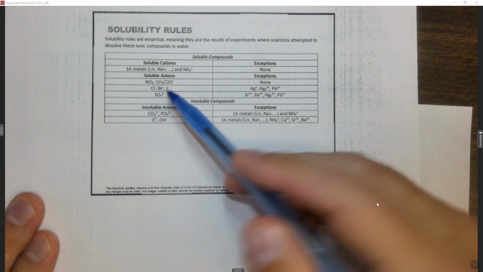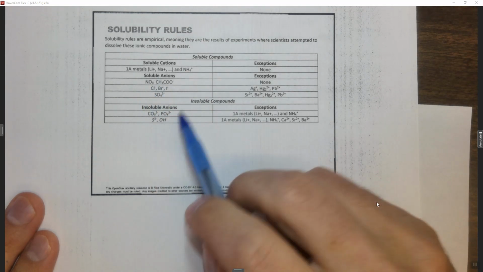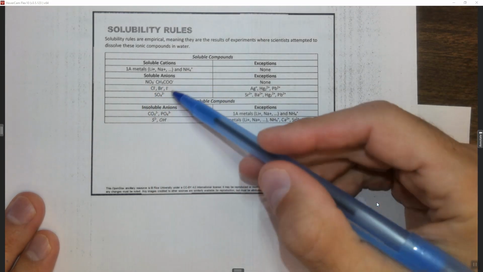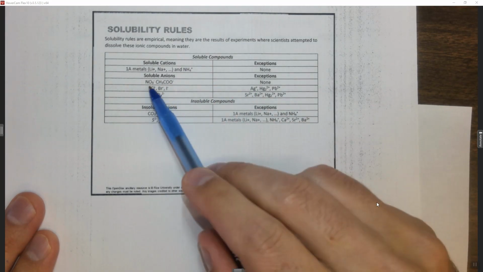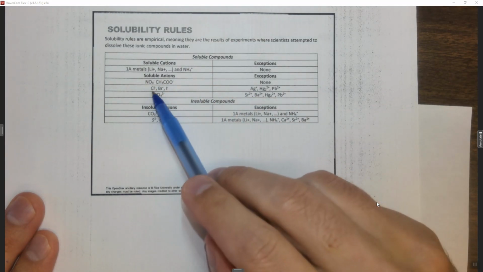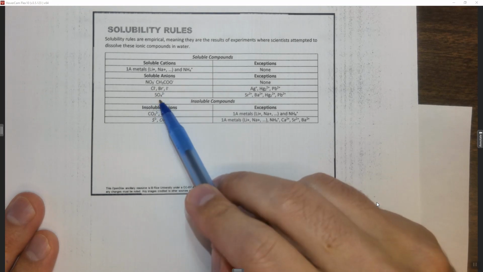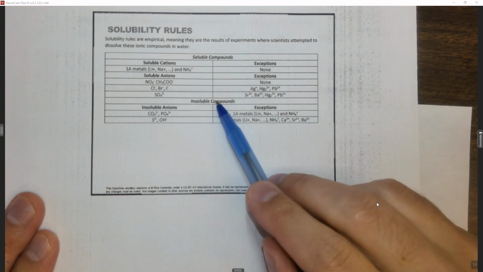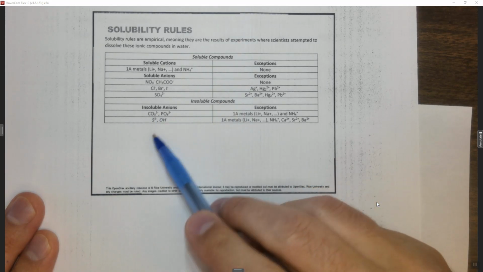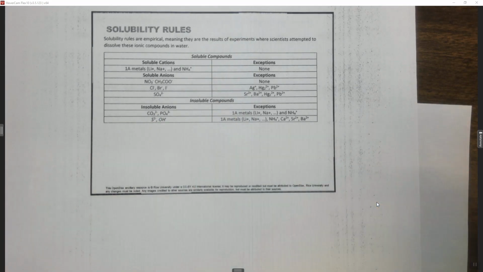So 1A metals, basically. Lithium, sodium, potassium, so on and so forth. Then everything else on the table is anions. On the top, we have soluble compounds. So your nitrates, your acetates, your halides, and your sulfates. Note there are some exceptions for your halides and your sulfates. Your insoluble compounds and anions are on the bottom. Those are your carbonates, your phosphates, your sulfides, and your hydroxides.